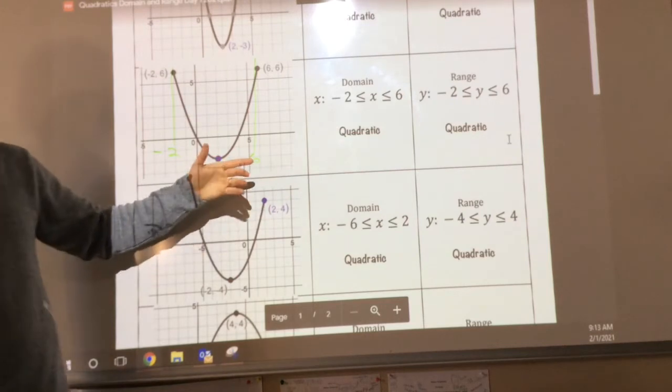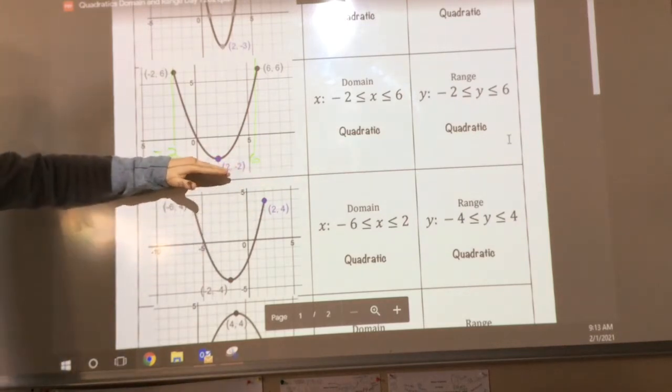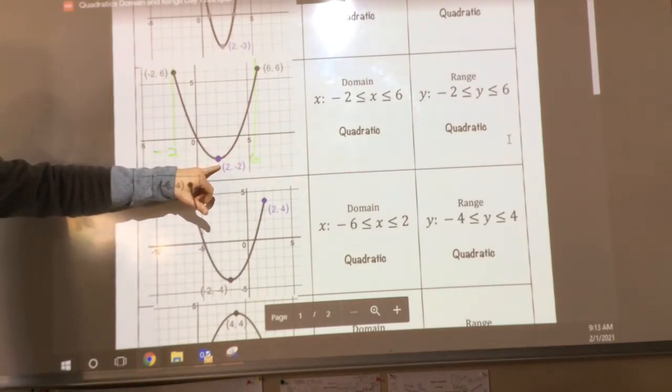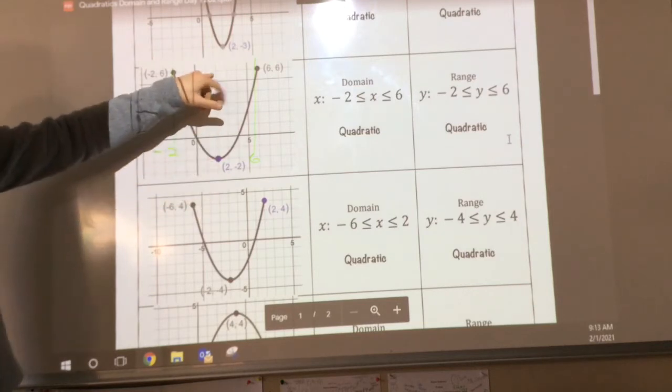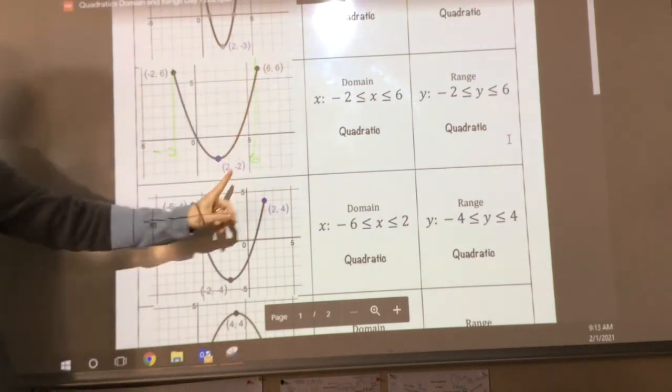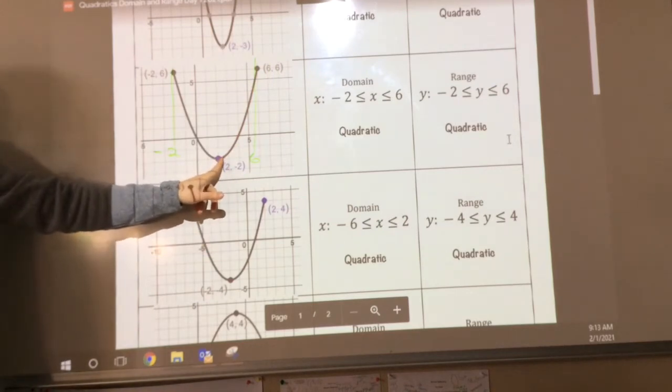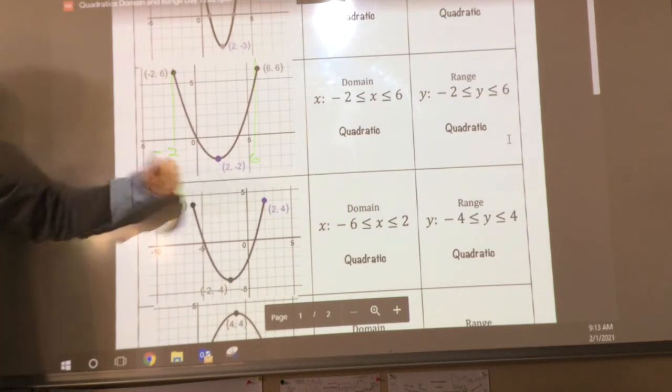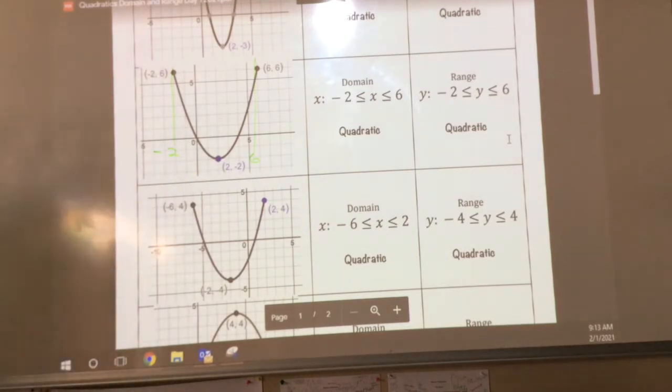Range is going to be the exact opposite of that. We're going to take our lowest point, which is -2, all the way up to my highest point, which is +6. Let me ask you this. Is this a minimum or a maximum point? And does that mean the A is positive or negative? Okay, good. Good. Okay, I'm going to go ahead and jump down to when we have the parabola going the opposite direction.